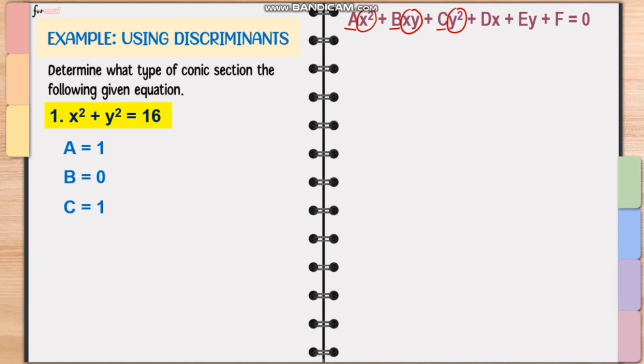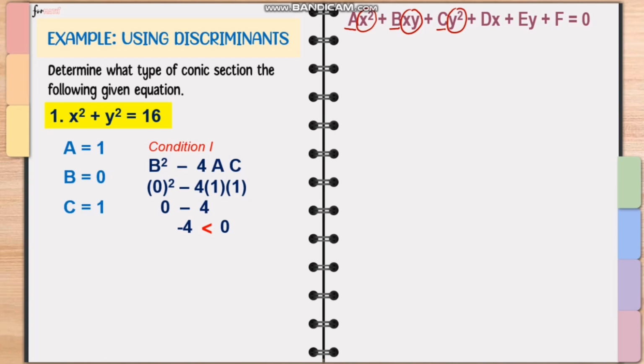Okay? So, using the discriminant or yung ating first condition, we have b squared minus 4ac. Substitute lang po natin yung given. So, we have 0 squared minus 4 times 1 times 1. So, 0 squared means 0 na po yan. So, minus 4. So, 0 minus 4 means negative 4. Compare natin siya kay 0 kasi dun po sa ating conditions, greater than, less than, and equal to 0. So, negative 4 blank to 0. So, that is less than.